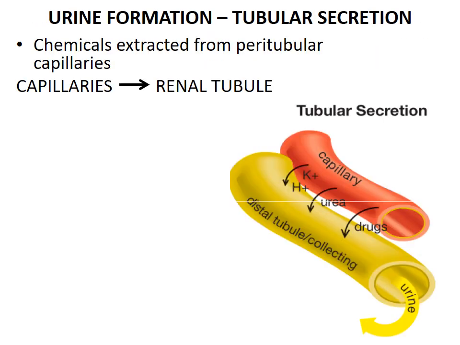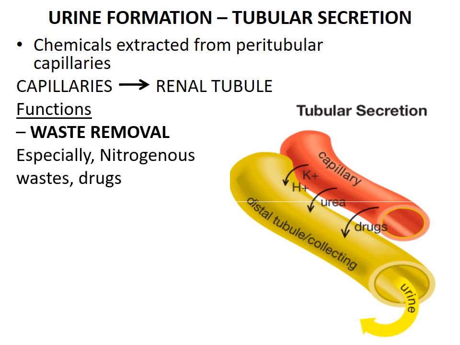Urine formation, tubular secretion: chemicals extracted from peritubular capillaries. So you can see that from the capillaries, these substances like urea, drugs, ions, potassium, etc. enter into the distal tubule and collecting duct, and will be moving out in the urine.